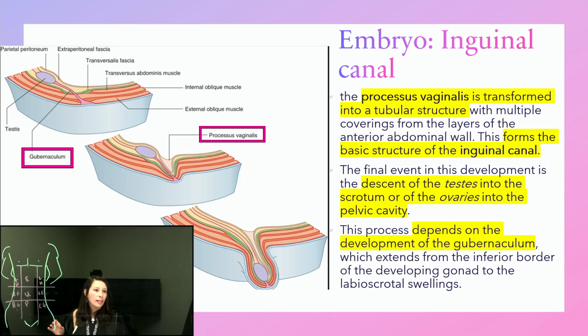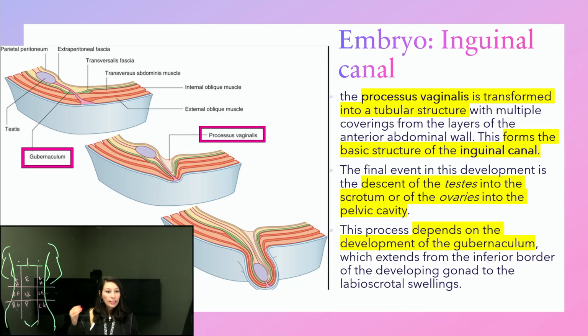So last but not least, on this first part of the video, the embryological development of the inguinal canal starts with the processus vaginalis transformed into a tubular structure, which forms the basic structure of the inguinal canal. Typically that is led by this gubernaculum right here. The gubernaculum is the structure that leads the movement of the testes in males as they descend, and in females, obviously the ovaries.